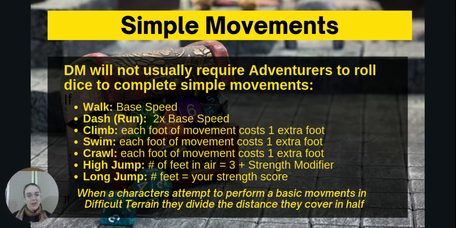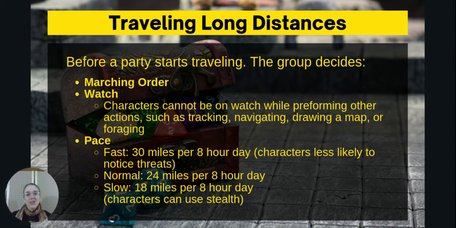So, climbing, swimming, crawling, and when you go through difficult terrain are half your base speed. Running is twice as fast, so twice your base speed. To high jump, the number of feet in the air that you reach is equal to 3 plus your strength modifier. And to long jump, the number of feet is equal to your strength score of how far you can jump across something. That's movement.